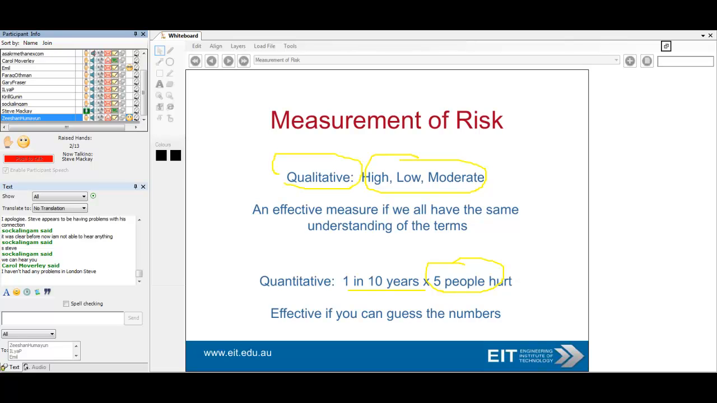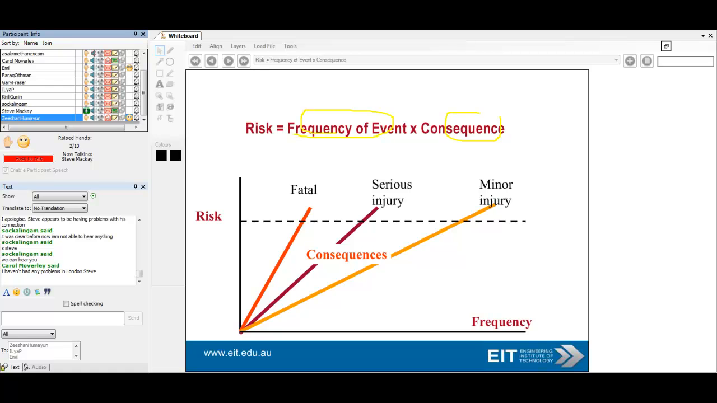So the consequence could be fatal, serious injury, or minor injury. The frequency is how often does it occur? Does it occur once a year, once in 10 years, once in a million years?